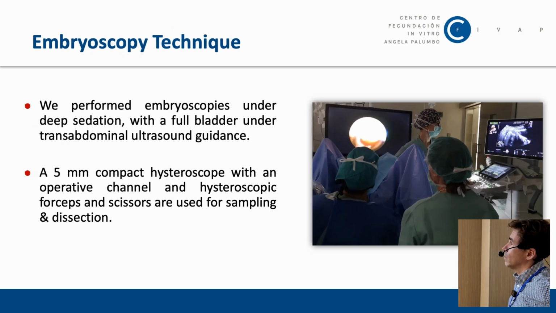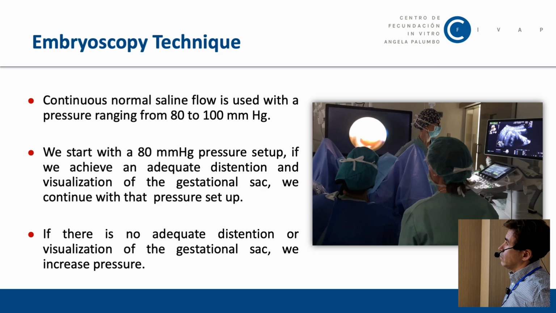We perform embryoscopies under deep sedation with a full bladder under transabdominal ultrasound guidance with a 5 mm compact hysteroscope. Forceps and scissors are used for sampling and dissection. Continuous normal saline flow is used with a pressure ranging from 80 to 100 millimeters of mercury. We start with an 80 millimeters of mercury pressure setup. If there's no adequate distension or visualization of the gestational sac, we increase the pressure.